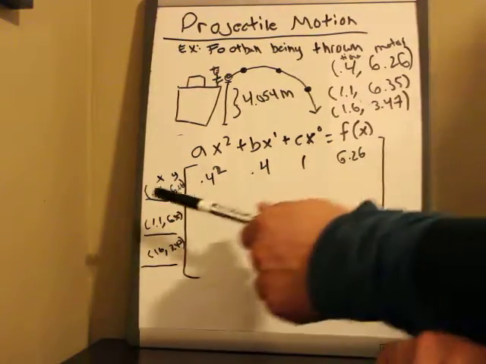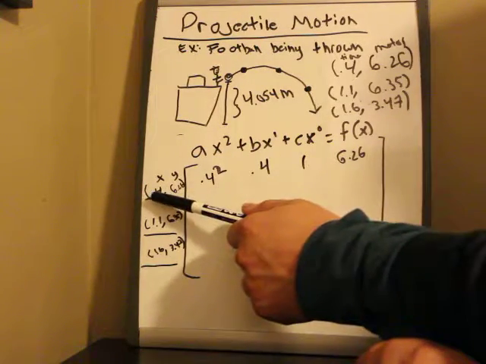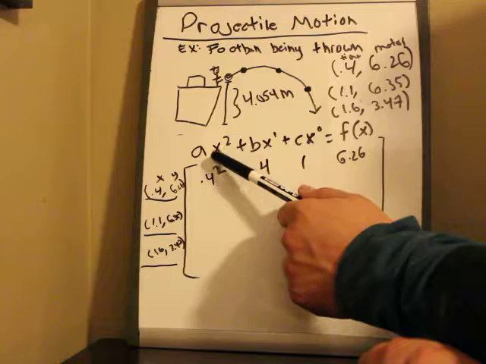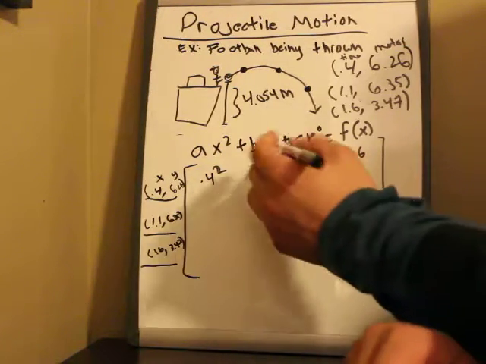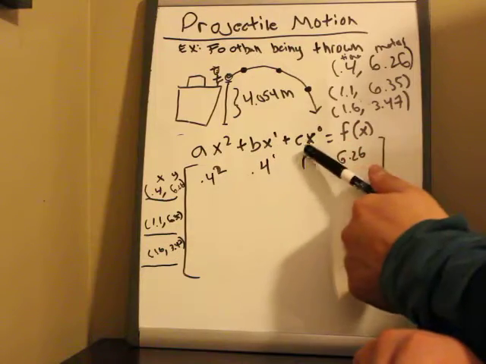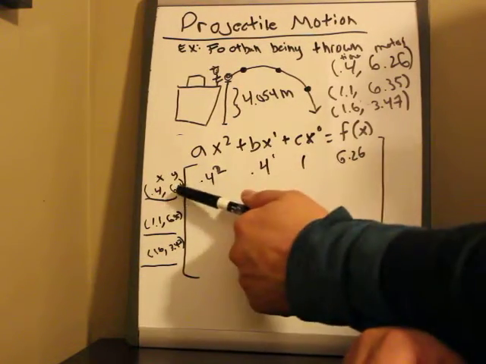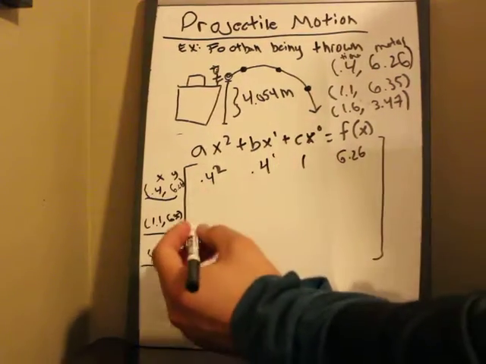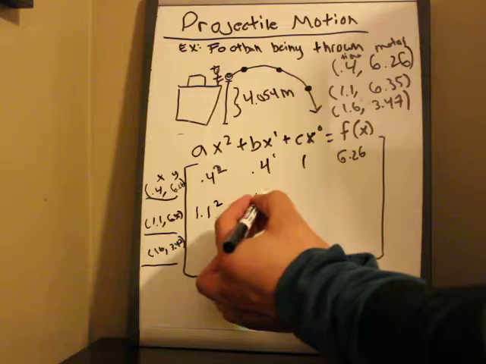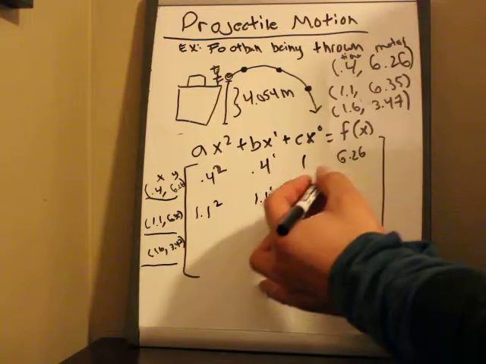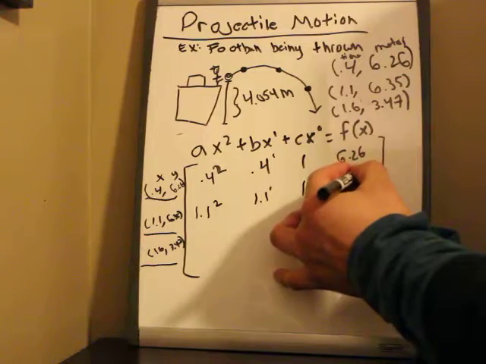I'm going to take my x and plug it in for x squared. So instead of x squared, we have 0.4 plugged into our input. So we have 0.4 squared here, then 0.4 raised to the 1, and then 0.4 raised to the 0, which is just 1. Here's my output, and then 6.26 is my output. If this seems rather confusing, I recommend watching the video I posted online about setting up our matrix. I think that's going to be super helpful.